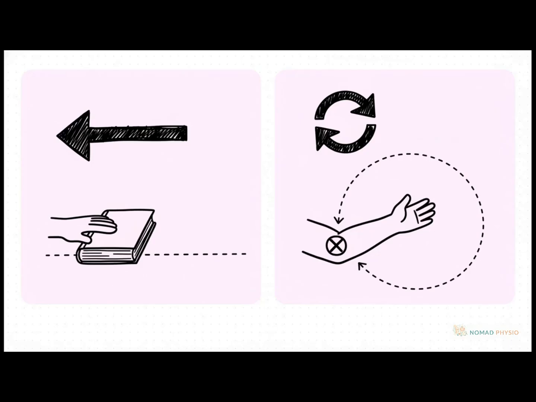And really, motion comes in 2 main flavors. You've got translatory motion, that's just a fancy word for linear. Think of sliding a book across a table, a straight line. Then you've got rotatory motion, or angular motion, which is when a segment moves in a curved path around an axis, just like a door swinging on its hinges.